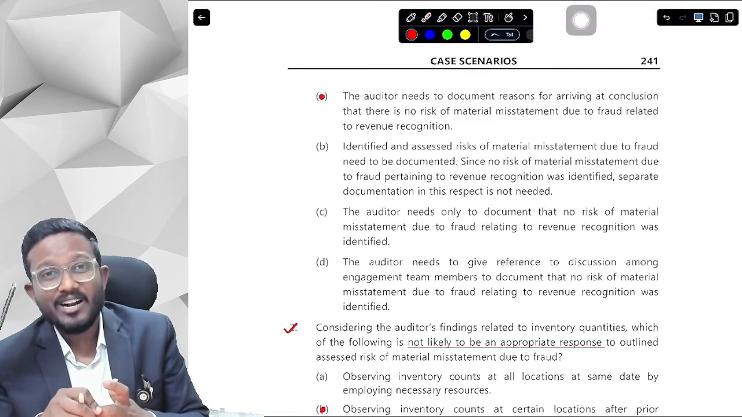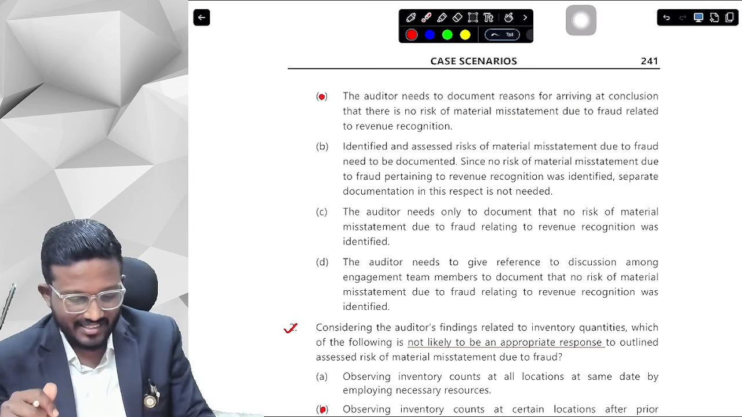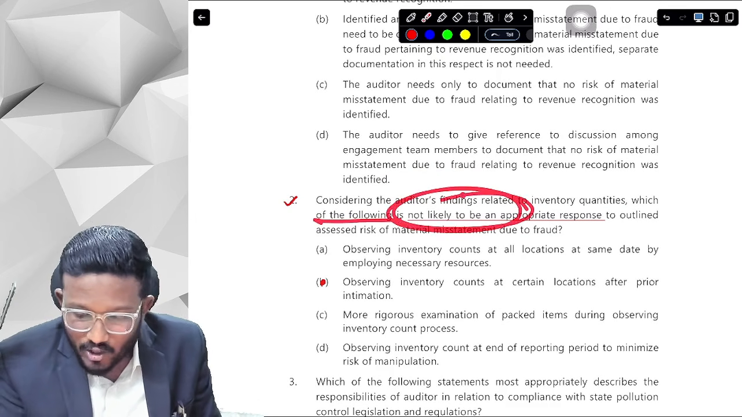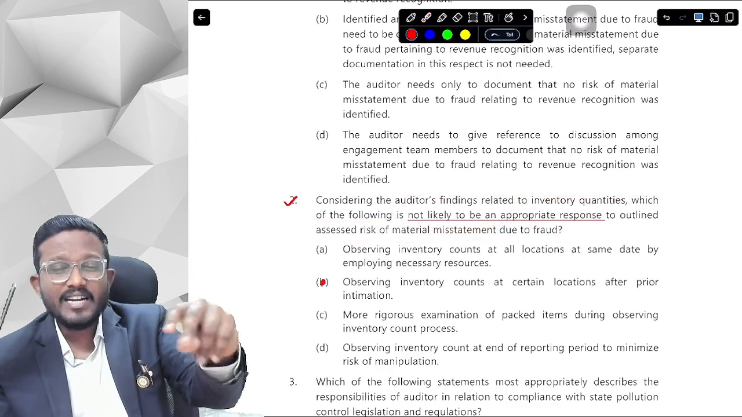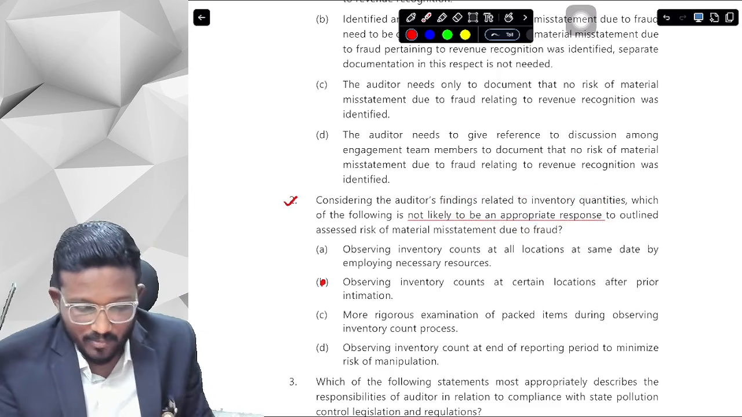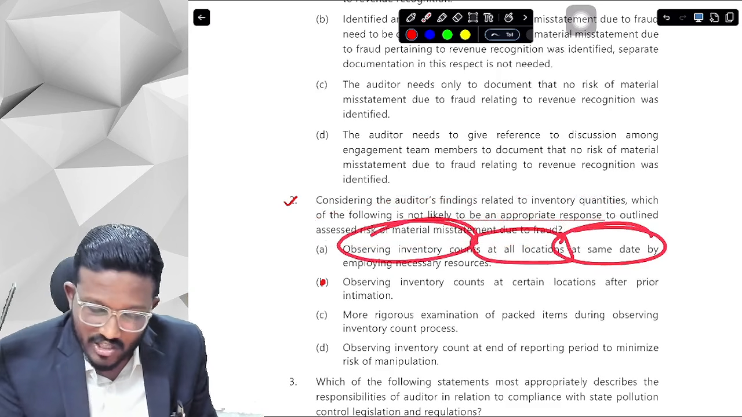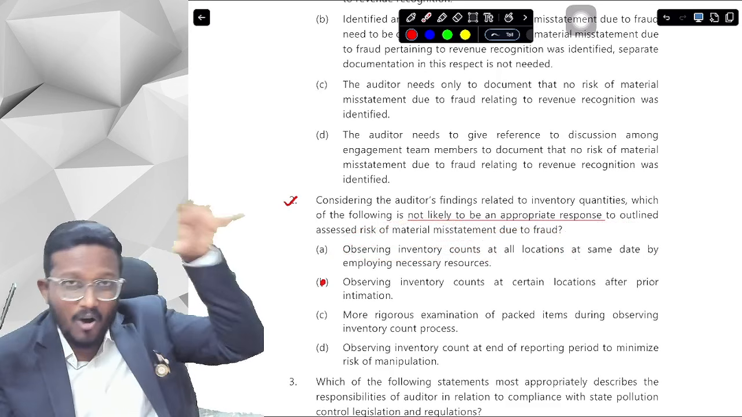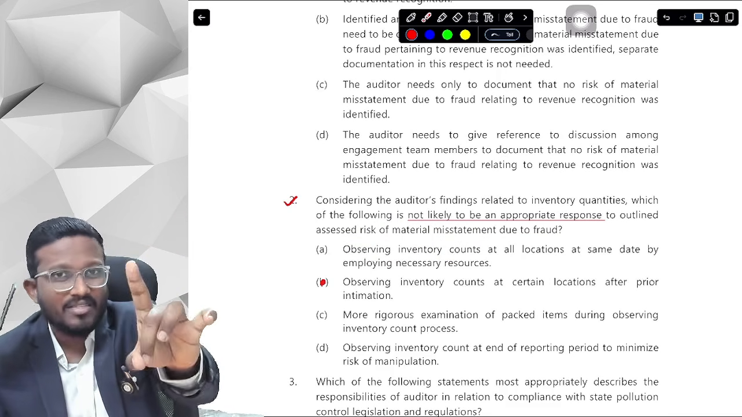Okay, yes sir, this I have already taught you in your classes, that this is an MCQ that was asked by the ICAI. Next, considering the auditor's finding related to inventory quantities, which is not likely to be an appropriate response to address risk of material misstatement due to fraud. So basically, we need to check which is not an appropriate response. First is observing the inventory count at all the locations on the same date by employing necessary resources. So if you are doing the inventory count at all the locations on the same date, you will be able to find out the exact amount of inventory on that particular date.